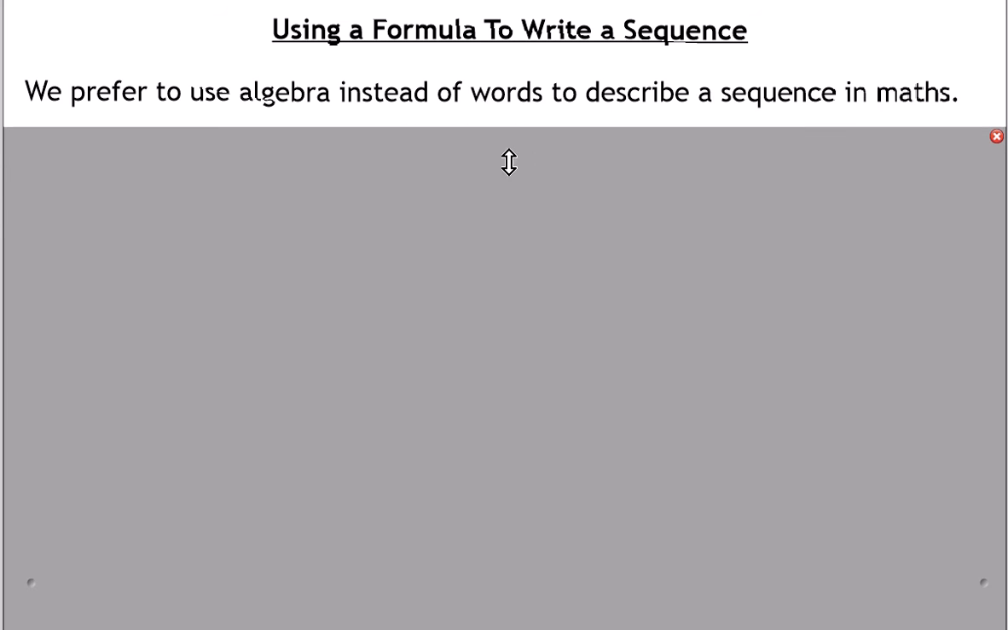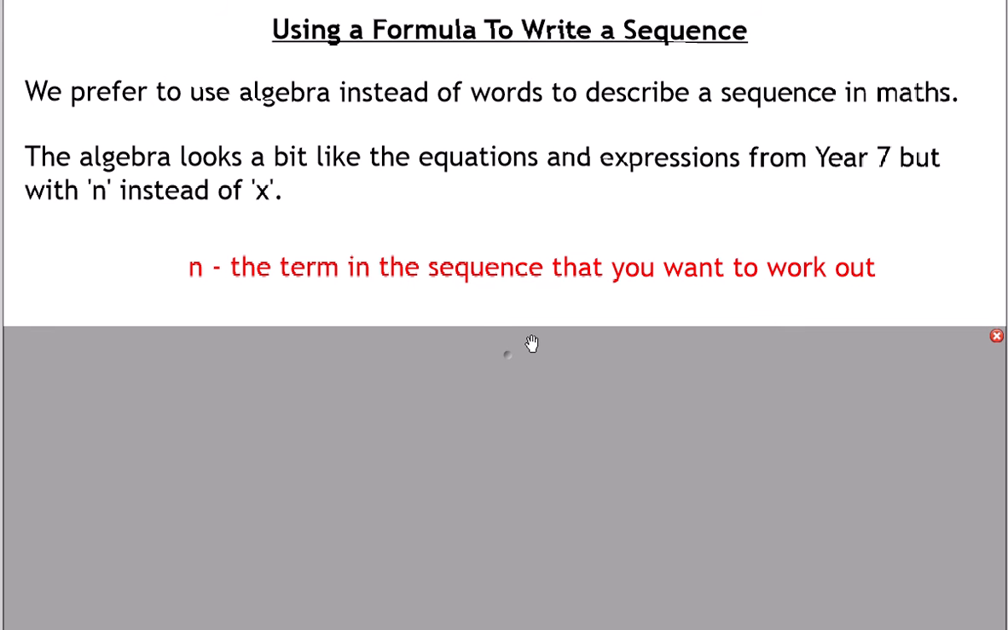After you did sequences last lesson, where you would just have to come up with the next couple of numbers, and I described the sequences in words. Today we're moving on to how to write a sequence if I give you the instructions with algebra. So your heading is using a formula to write a sequence. A little bit of writing to do at the start, so you need to get this in your books.